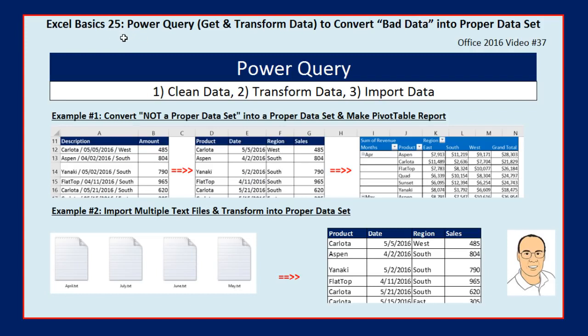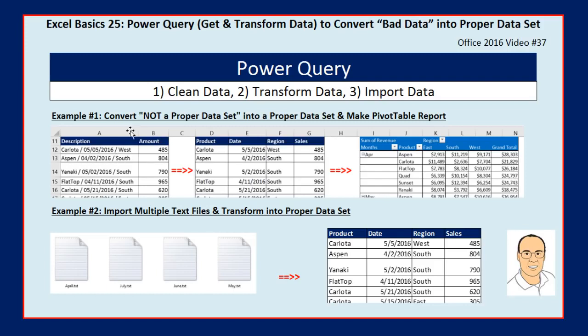Hey, in this video, we got to talk about the amazing and brand new feature called Power Query, also known as Get and Transform, to convert bad data into a proper data set. Now, this is what it means by bad data. Someone decided the description column we would combine product name, date, and region, separated each by a space, forward slash, and space. Really, those are three separate columns.